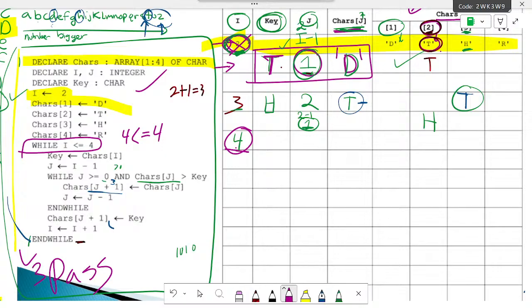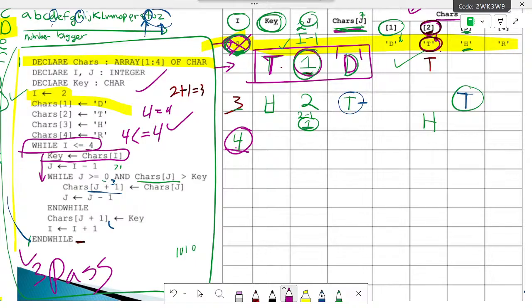Is 4 less than or equal to 4? Yes, this is the same. So is this right or not? This is true. If this is true, we need to go inside the loop, right? So let's go inside here.